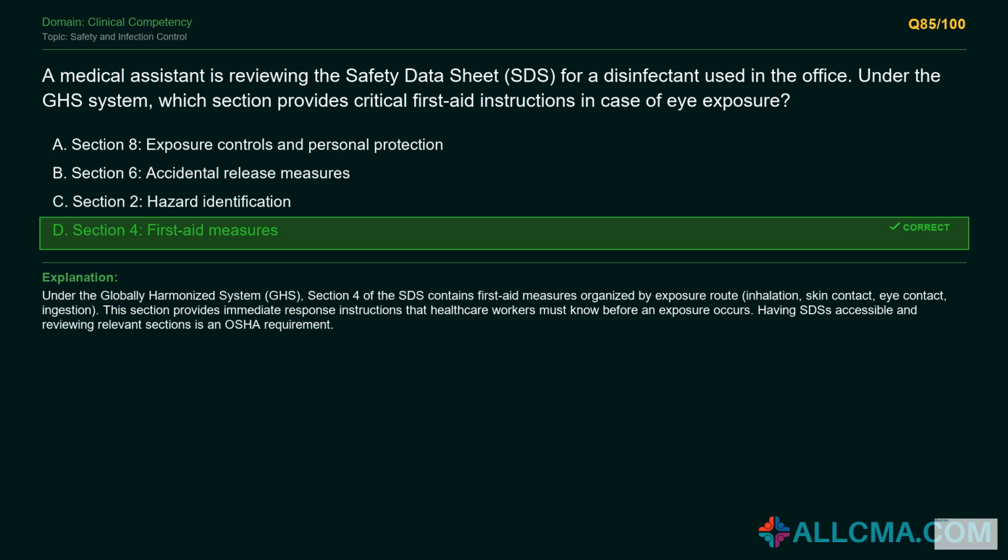The correct answer is D. Under the Globally Harmonized System, GHS, Section 4 of the SDS contains first aid measures organized by exposure route: inhalation, skin contact, eye contact, ingestion. This section provides immediate response instructions that healthcare workers must know before an exposure occurs. Having SDSs accessible and reviewing relevant sections is an OSHA requirement.